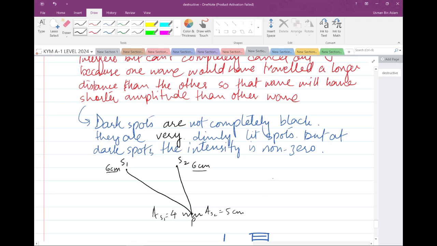So that means a wave that has an amplitude of 5 centimeters is trying to destructively interfere with a wave that has an amplitude of 4 centimeters. Do you see that these two waves won't be able to completely cancel each other out? There will still be an amplitude of 1 centimeter left after they destructively interfere. So if there is a non-zero amplitude left after destructive interference, that would suggest that there will be a non-zero intensity.